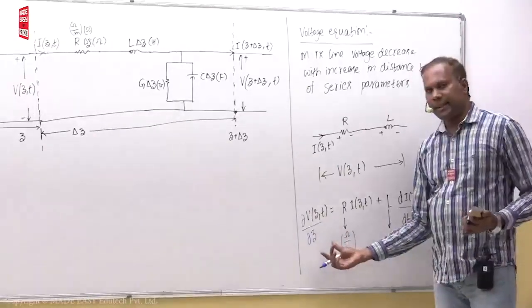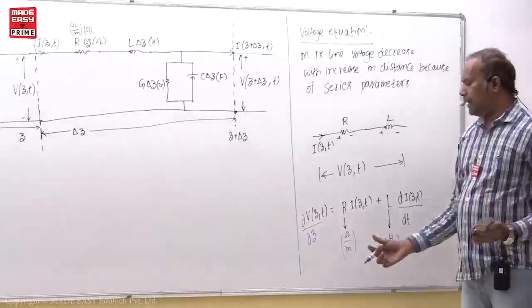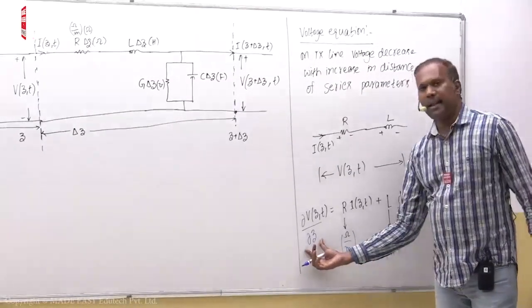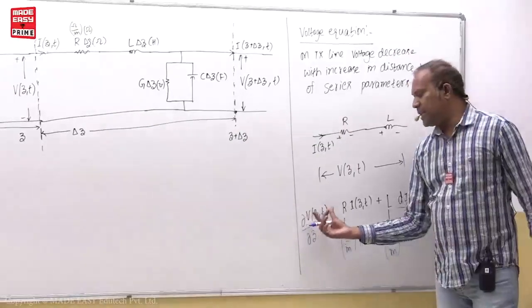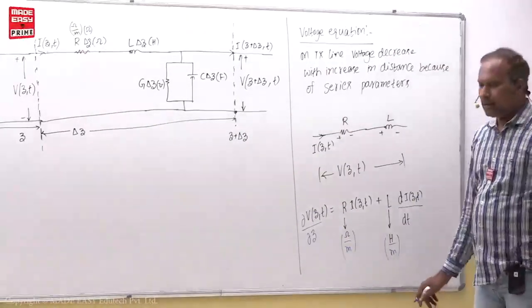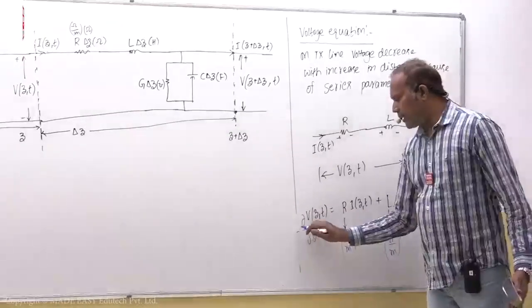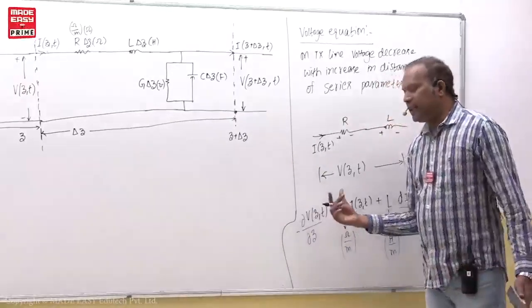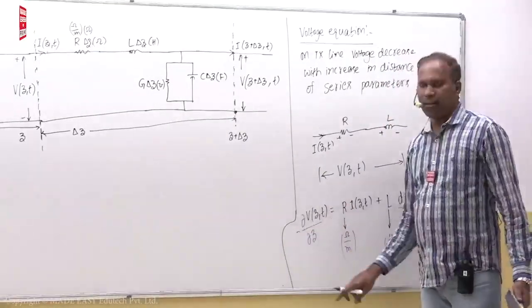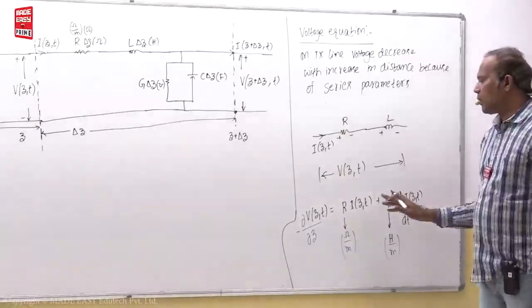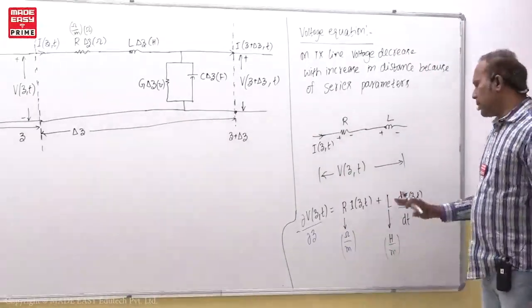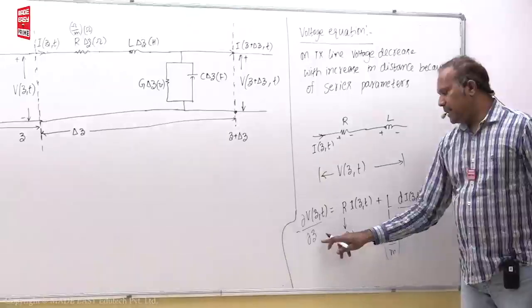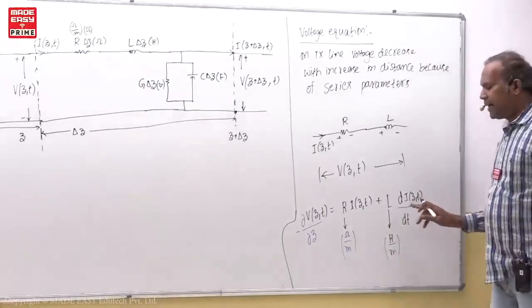We are writing for delta z distance. That delta z is nothing but dz here. The meaning is that for a small distance dz, or otherwise delta z, there is a small change in voltage called dV. And here the minus sign comes. Minus indicates that for delta z distance the voltage decreases, because in series elements the voltage decreases. So this is the voltage equation in the time domain: minus dV by dz is equal to R into I plus L into di by dt.